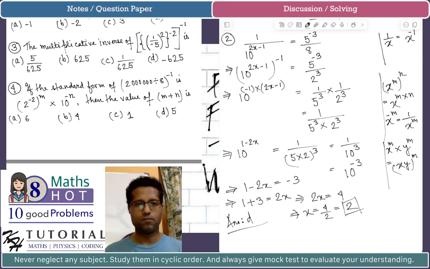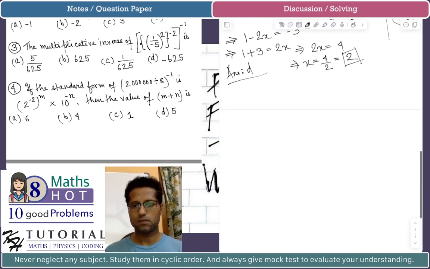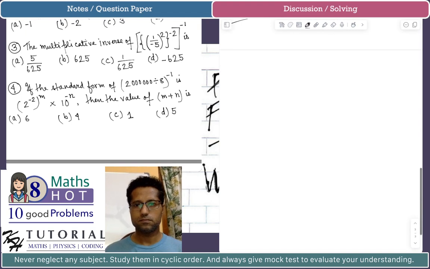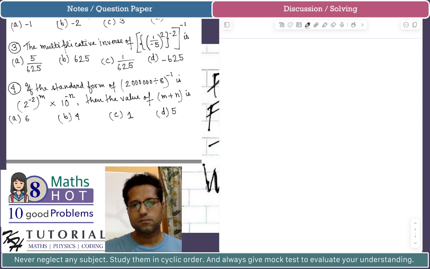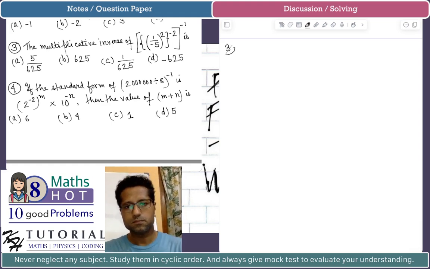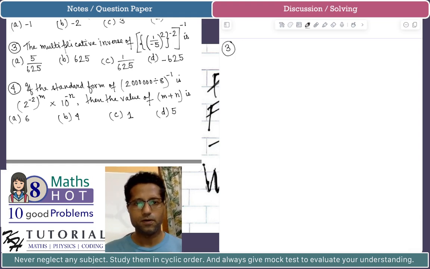Okay, let's do problem number 3. We have to find the multiplicative inverse of the given expression.